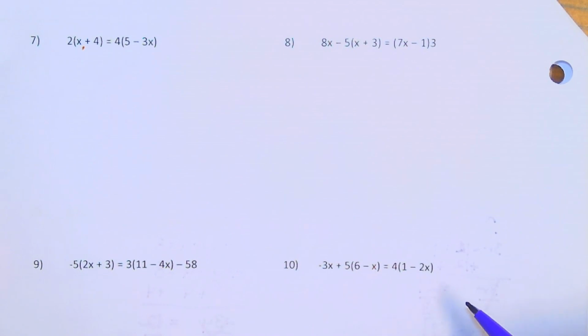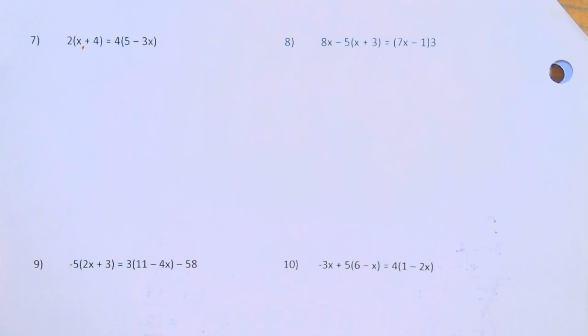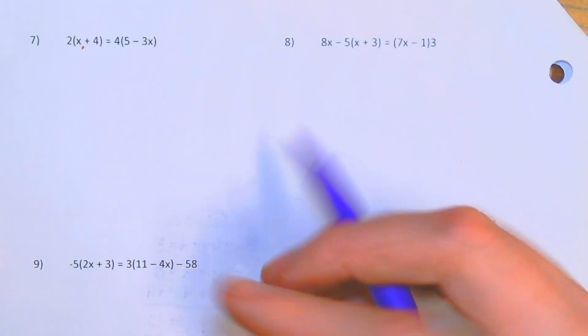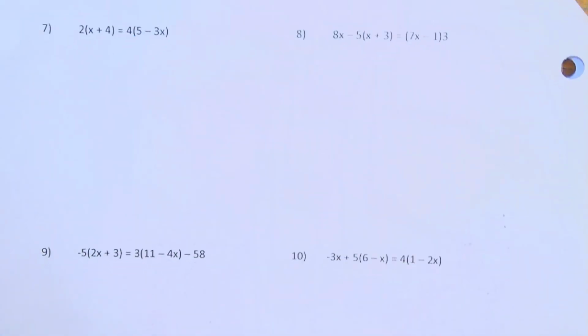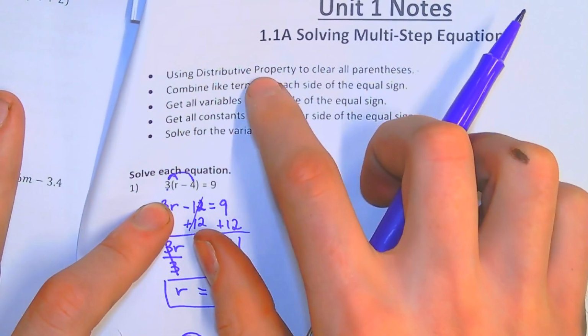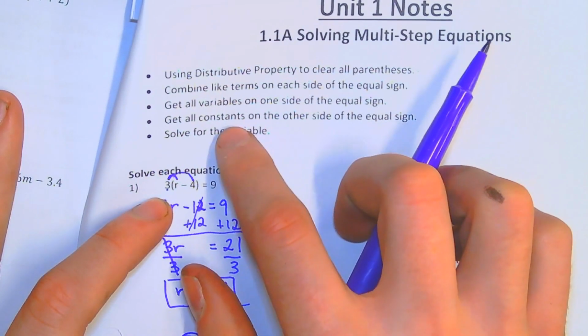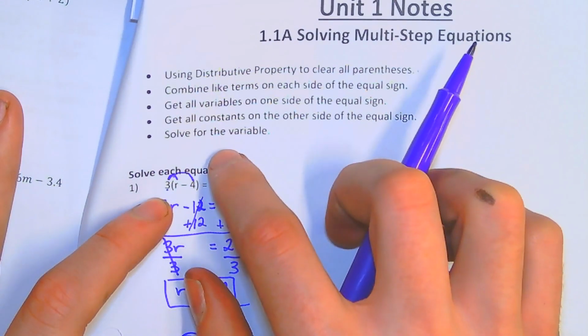Since this is a continuation of what we did in 1.1a, I would encourage you to watch that video first if you missed that class. I will be using a lot of the methods we already talked about to solve these. It follows the same steps outlined right here: use the distributive property, combine like terms, get all variables on one side, get all the constants on the other, and solve for the variable.